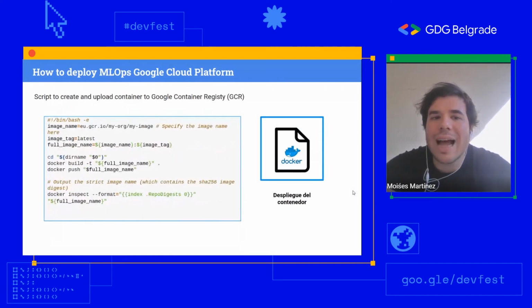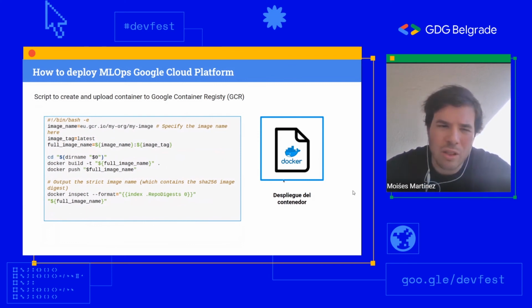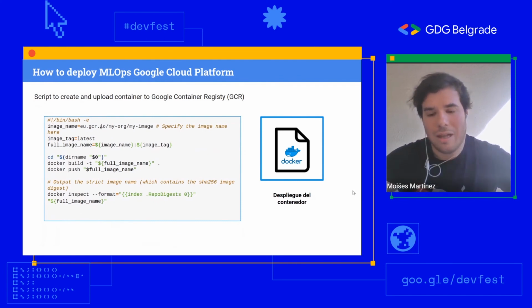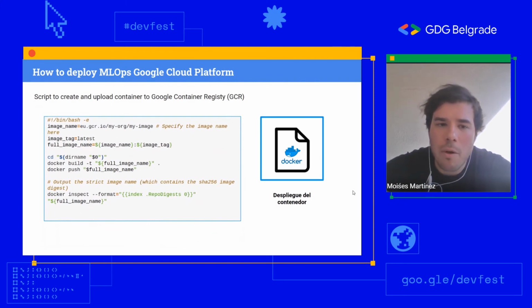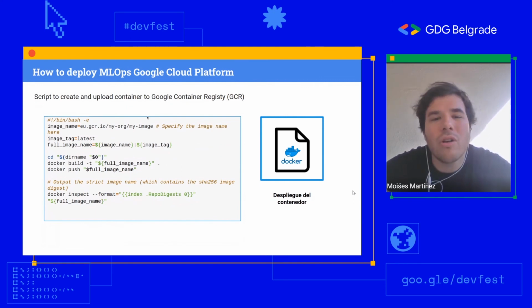After this, we have to create a script to create the container that is going to be stored in Google Container Registry. Of course, we have to create the file for the source that we saw before, and we have to define this really simple script to create all containers. We have to define in which continent we are working. In the case of Europe, we have to store the containers in the Europe part, and we have to put EU at the beginning of our container, and we have to define which is our organization and which is our image, and put it there in our Google Container Registry.